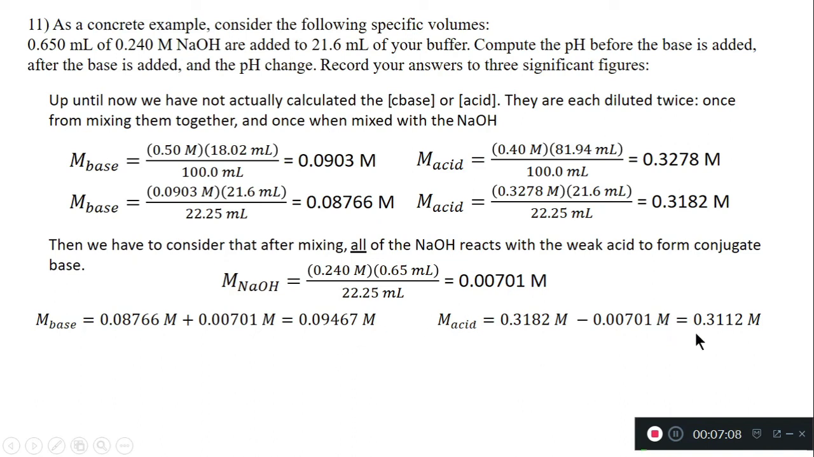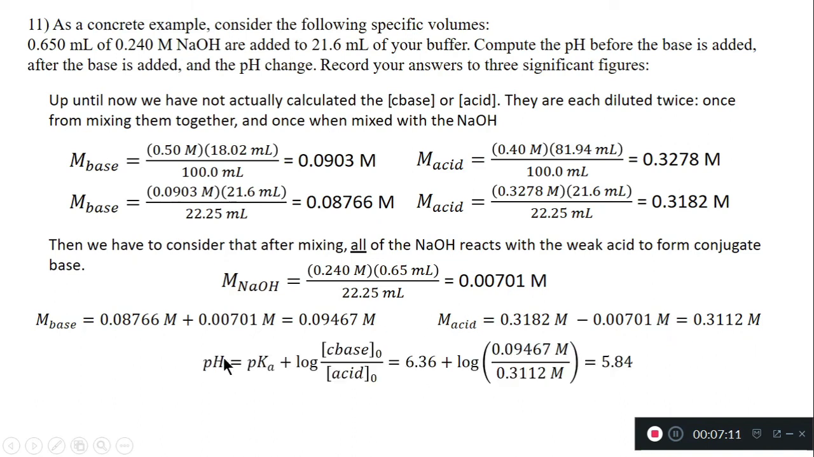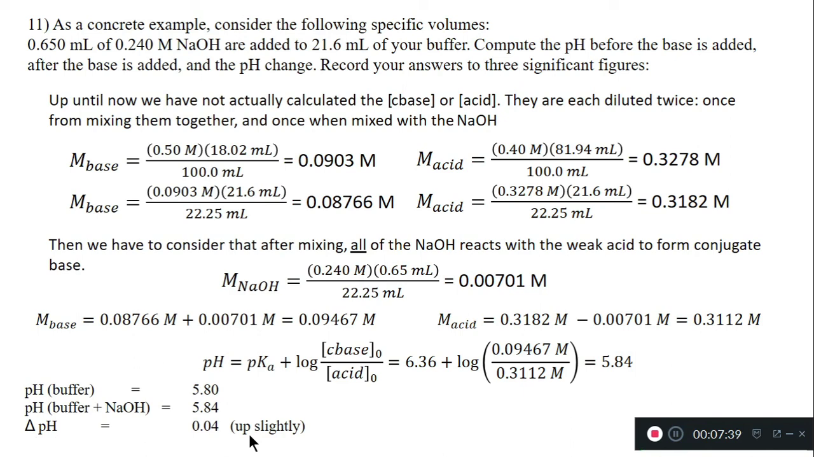So now these are the concentrations that I can plug into the Henderson-Hasselbalch equation and get a value of 5.84. Okay, refresh. Remember, what was it before I added? My target pH was 5.80, so that was the buffer pH before I added the base. After adding the base, it was 5.84. So the change in pH, final minus initial, is 0.04, which means the pH went up slightly. Well, that was what we predicted would happen.